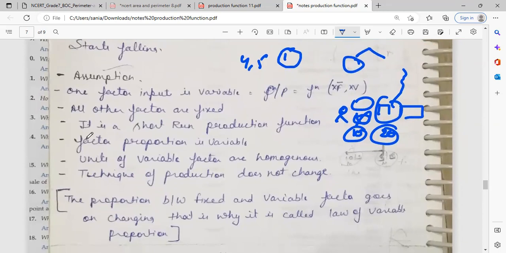Okay, students, you will also write this. The proportion between the fixed and variable factor goes on changing. So that is why it is known as law of variable proportion. Why? Because, for example, if this is a marriage hall, earlier 10 people were coming. One marriage hall, 10 people. Then one marriage hall, 20 people. So it keeps on changing. That's why it is known as law of variable proportion. Clear?